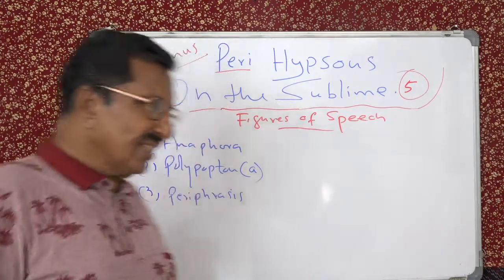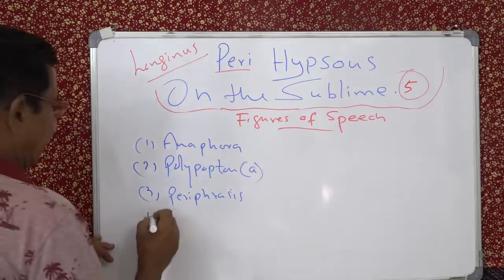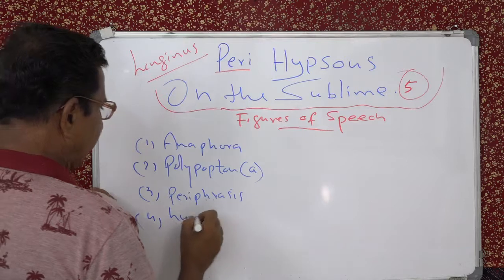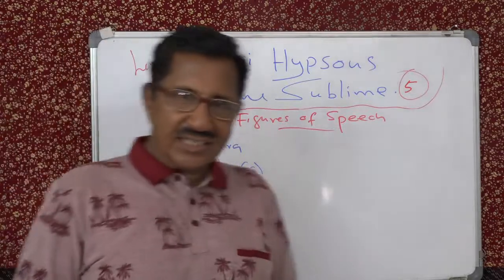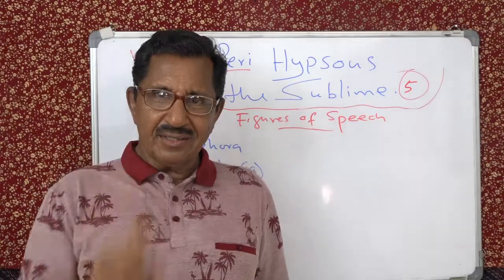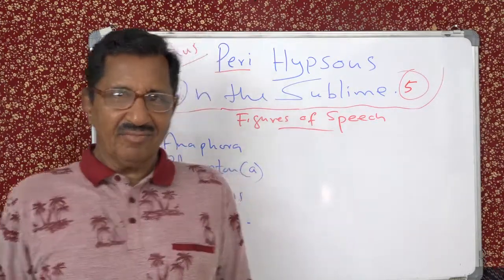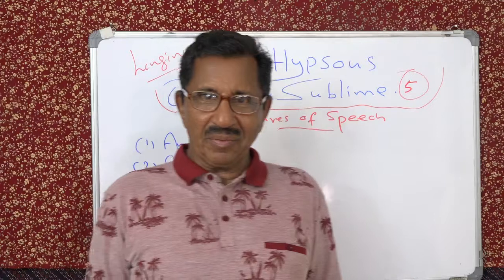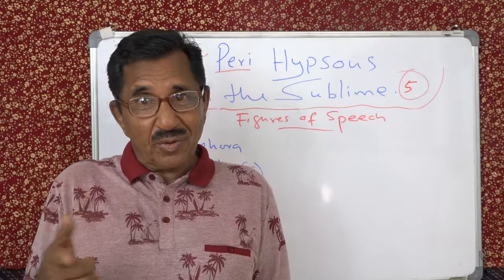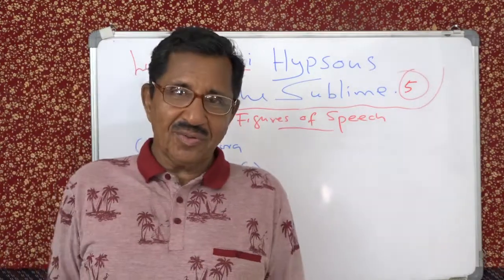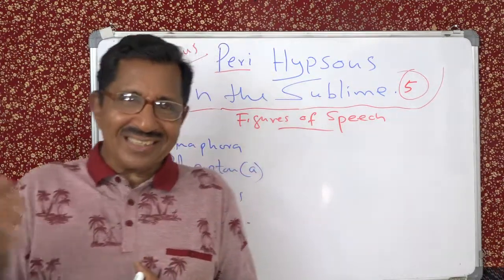Now our fourth one is hyperbole. Hyperbole means exaggeration. Exaggeration is like, she is as skinny as a toothpick. My suitcase weighs 10 tons. Or you have heard people saying, he is so lazy that he has appointed a remote controller to operate his remote. Oh, what a lazy fellow he must be.